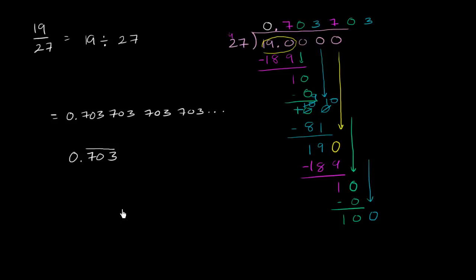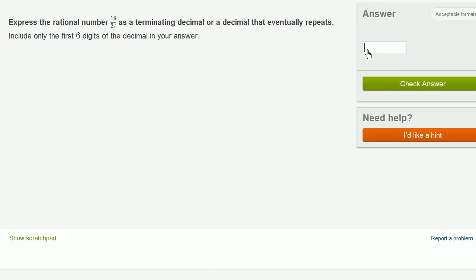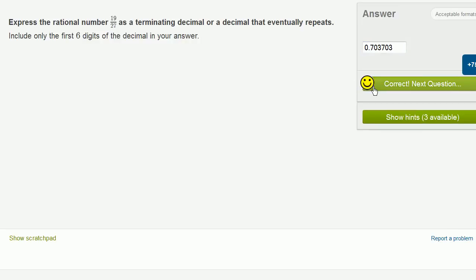So let's actually input it into the exercise now. So it's 0.703703, and they tell us to include only the first 6 digits of the decimal in your answer. They don't tell us to round or approximate, because obviously if they said round to the smallest 6th decimal place, then you would round up because the next digit is a 7. But they don't ask us to round. They just say include only the first 6 digits of the decimal in your answer. So that should do the trick, and it did.